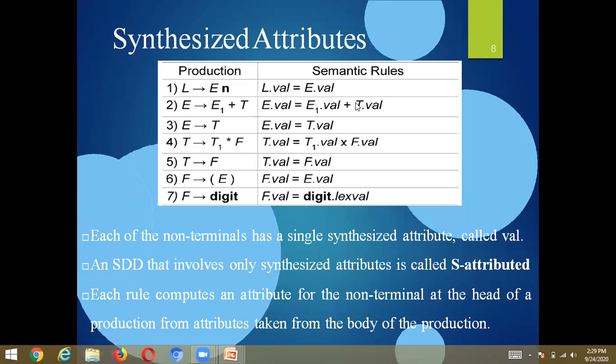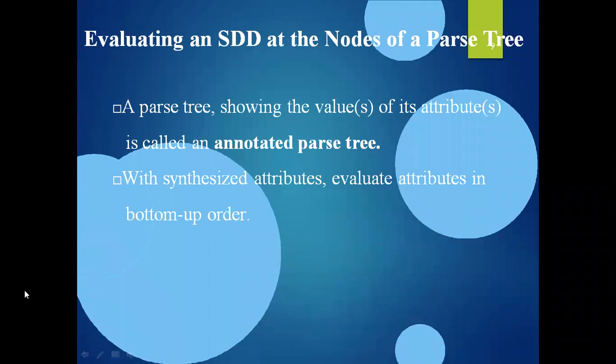And the next one is evaluating a syntax directed definition at the nodes of a parse tree. What it means is, going further we are going to see how the evaluation process takes place. A parse tree showing the values of its attributes is called an annotated parse tree, as I already explained the definition of annotated or decorated parse trees. With synthesized attributes, we evaluate the attributes in a bottom-up order, that is, from leaves to root. This evaluation process I will explain in further classes.